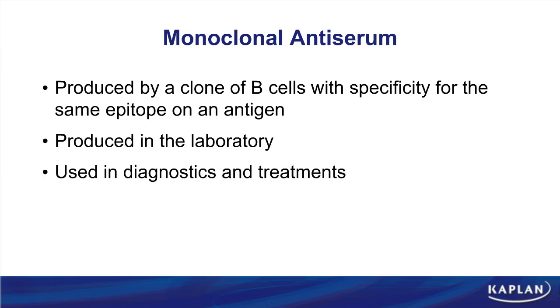And you really don't need to know the mechanism as far as how these antibodies are produced, except that we take a B cell with the specificity that we're looking for, and we essentially fuse it to a cancer cell or a transformed cell. And that allows it to just continuously produce antibodies with one specificity.